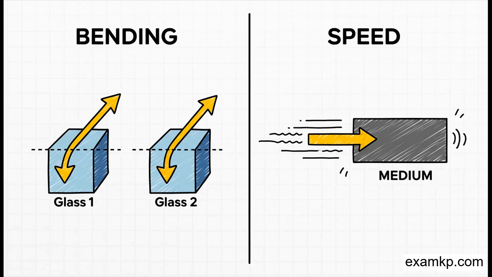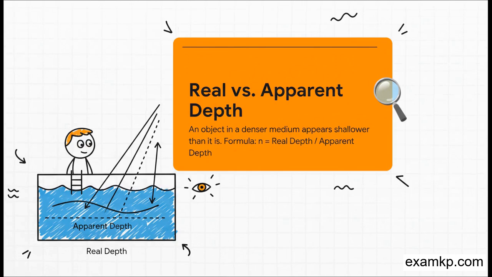Let's talk about something you've definitely seen before. You know when you look into a swimming pool and it looks way shallower than it actually is? That's an effect of refraction we call apparent depth. The light coming from the bottom of the pool bends as it comes out of the water, and it tricks our eyes. The formula for this is super easy. Refractive index N equals the real depth divided by the apparent depth.